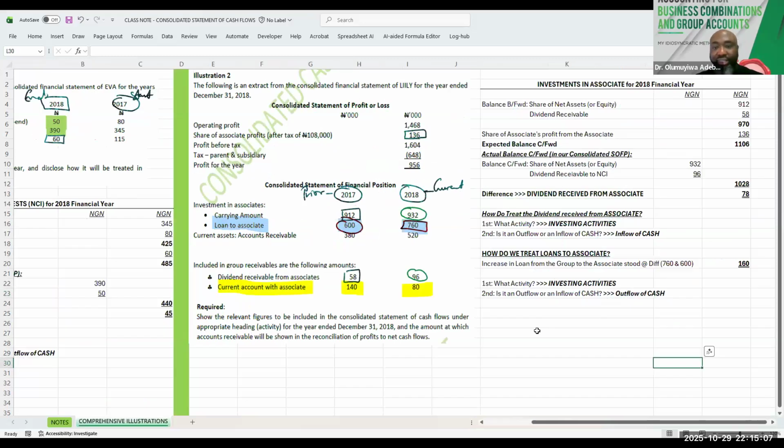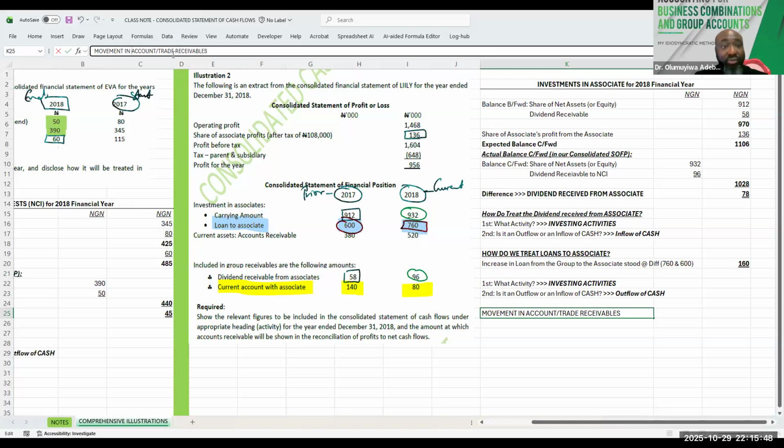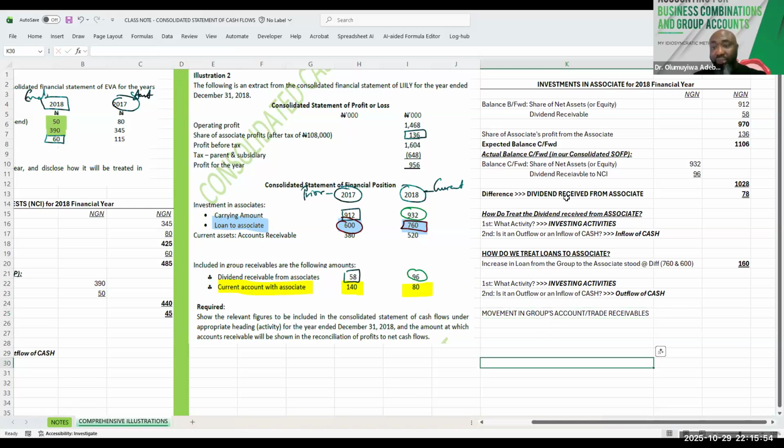But what was the question asked? Again, they said, show the relevant figures to be included in consolidated statement of cash flow under the appropriate heading or activity for the year ended December 31st, 2018, and the amount at which account receivable will be shown in the reconciliation of profit to net asset, which means they also want us to show the movement in account or trade receivable. Therefore, how do we do that?